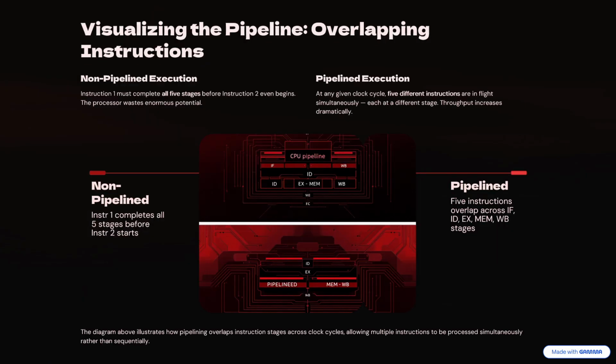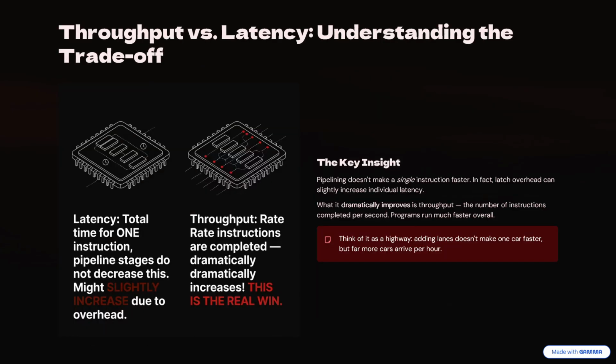Then the five stages of pipelining. Let's understand the 5 stages clearly. In instruction fetch, get the instruction from memory. In instruction decode, understand the instruction and read the register. In execute, perform operations. In memory, access memory if needed. In write back, store the result in the register.